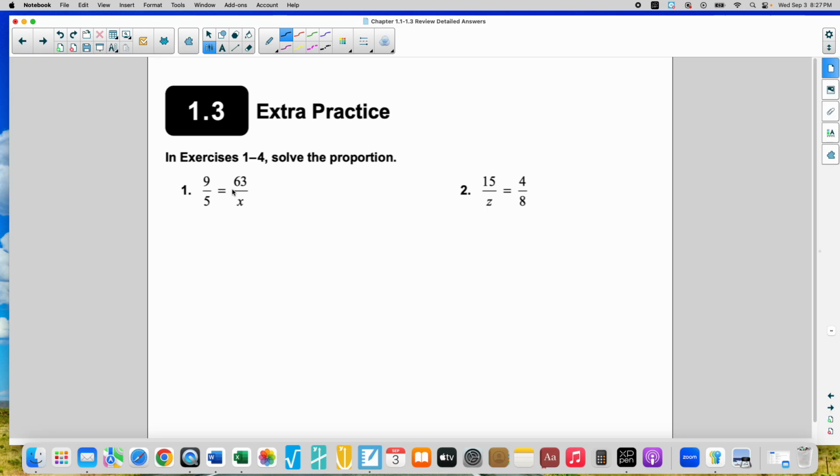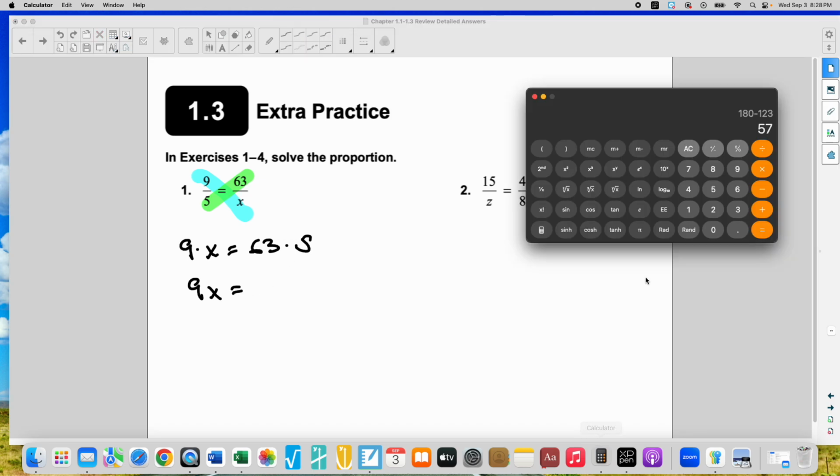1.3 extra practice. All right, proportions. We have different ways of doing it. We're going to use method 1 here. Method 1 is cross multiply. We're going to use a calculator a little bit more in this section. So we have 9 times x equals 63 times 5. 9 times x is 9x equals 63 times 5. 63 times 5 gives you 315.